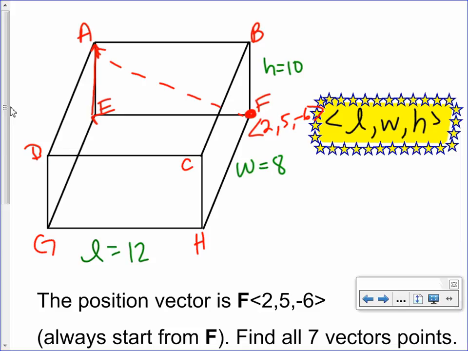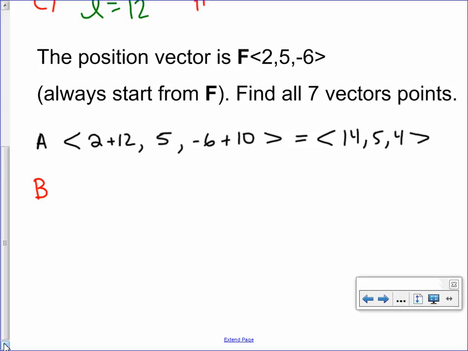Alright, let's find all these puppies. Here we go. So to get to B, you just have to add 10 to the H. For B, the 2 stays the same, the 5 stays the same, but you just go -6 plus 10. So it's 2, 5, and 4. That's the vector equation for B.